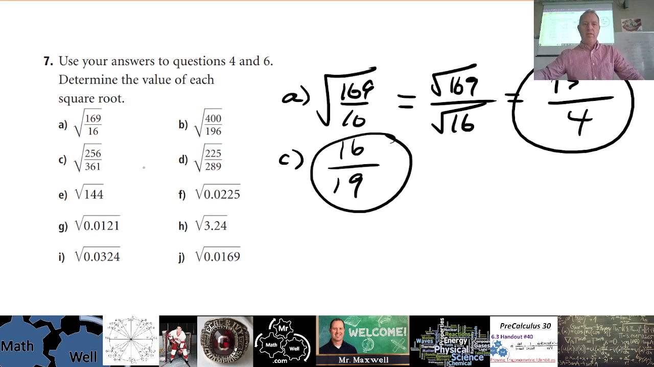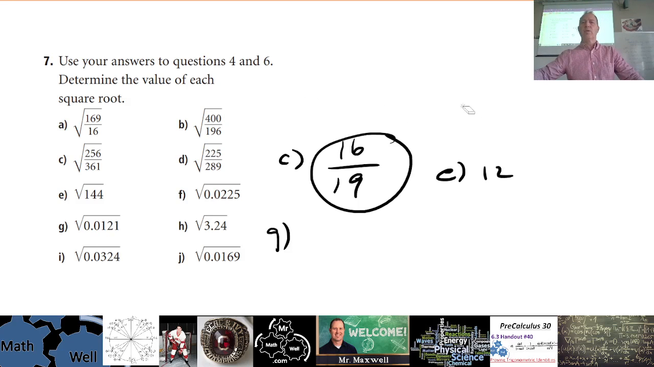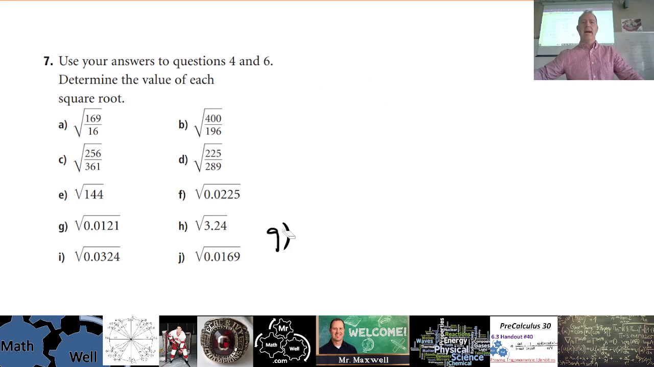Okay, E looks pretty easy. The square root of 144, that's pretty easy. Just 12. Boom, done. What about G? Oh, this looks like a real tough one. Look at that decimal. That's crazy. I see 121 in there. Do you guys see 121 in there? Yeah, I see that. So I wonder if 11 will be part of this.